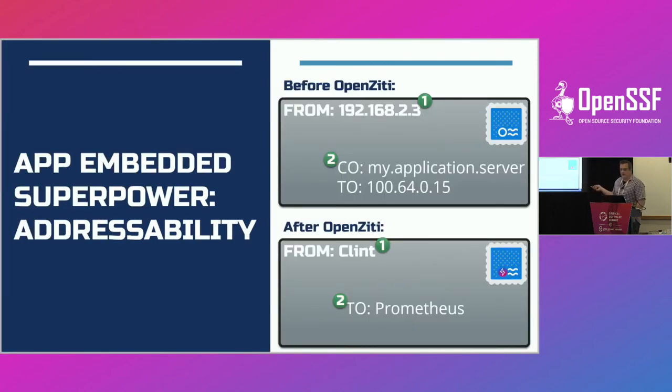Addressability. With an OpenZiti network, you actually know the identity of the individual or of the application that's communicating to your endpoint. So in the old days, you would have an IP address. That's the underlay. And then you would send it to some DNS name. That DNS name would be translated into an IP address. And then your underlay would shuffle your data from one place to another. In the new world, with OpenZiti, you're able to say, hey, I'm Clint. I'd like to talk to Prometheus, or Jenkins, or mail server, or your application server, whatever it may be. Really powerful. You know exactly who's coming in before they're actually able to connect to your application.